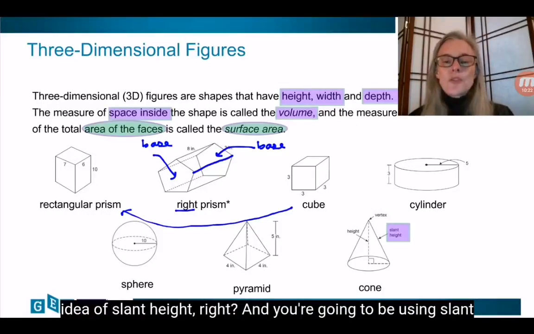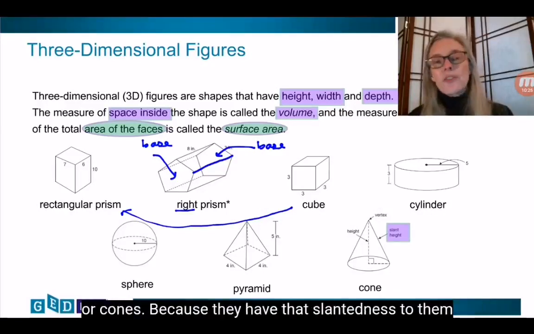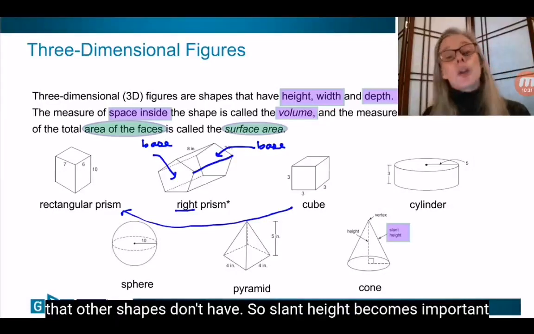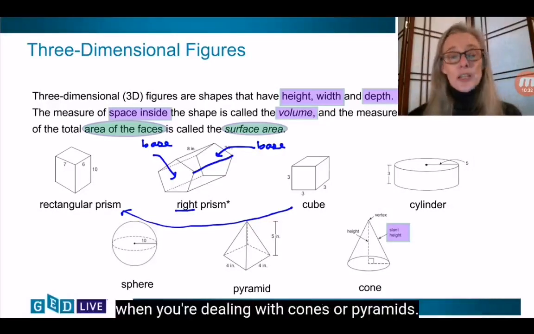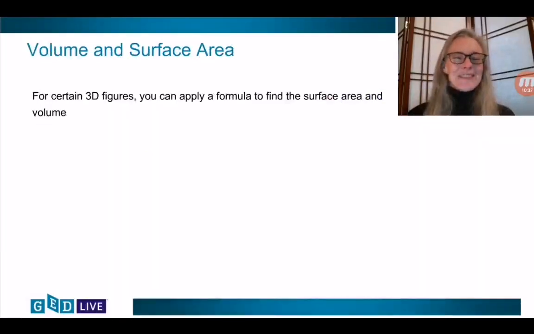You're going to be using slant height if you have to do surface area calculations for pyramids or cones, because they have that slantedness to them that other shapes don't have. So slant height becomes important when you're dealing with cones or pyramids. Let's go ahead and take a look at these formulas.